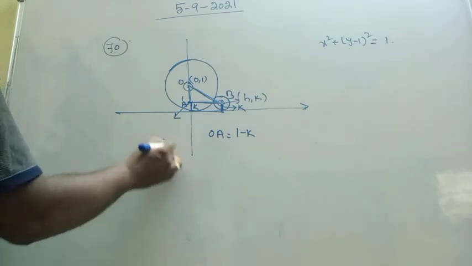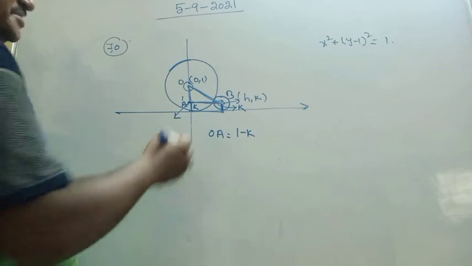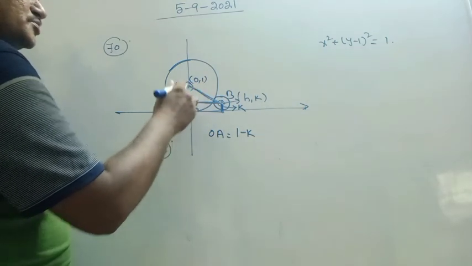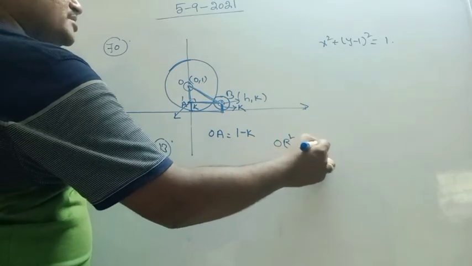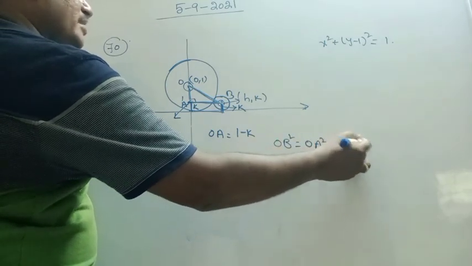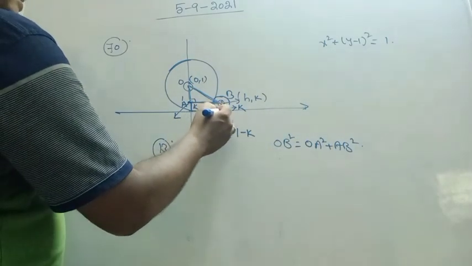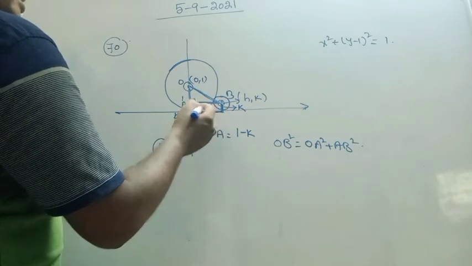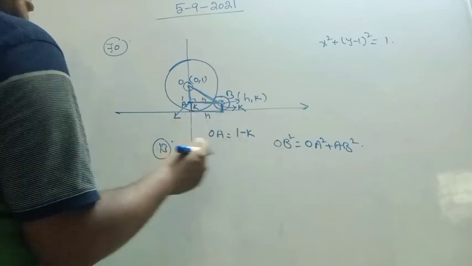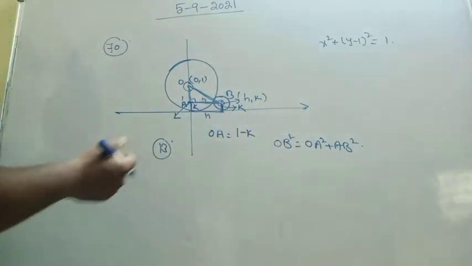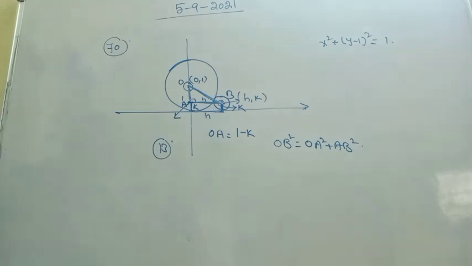I already told this particular problem in the last paper while we discussed it. You can verify this. Use the right angle triangle, that is OB square is equal to OA square plus AB square. You can do it like this. This is h here, because the center is h comma k, this is h. Using this, you will get the locus as option B. Like this, you can do this particular problem.